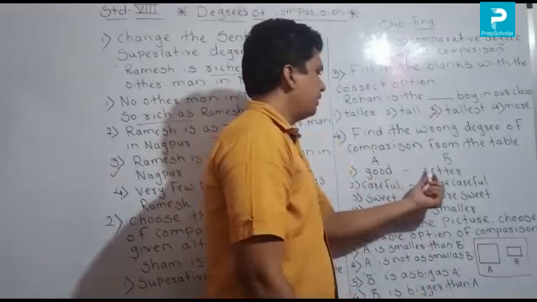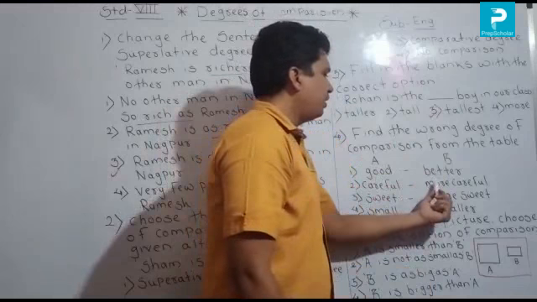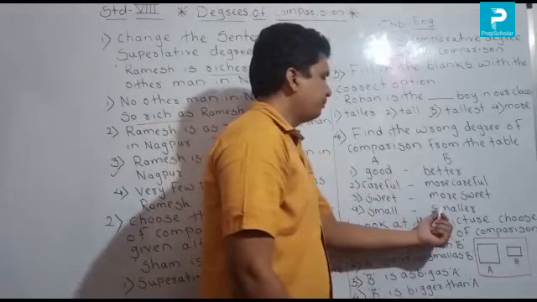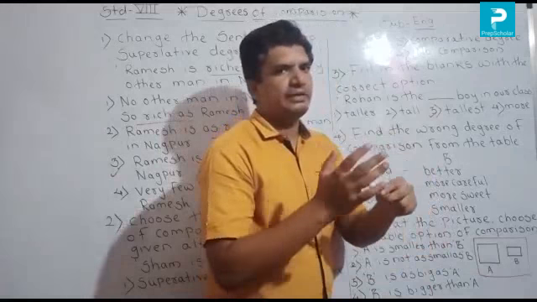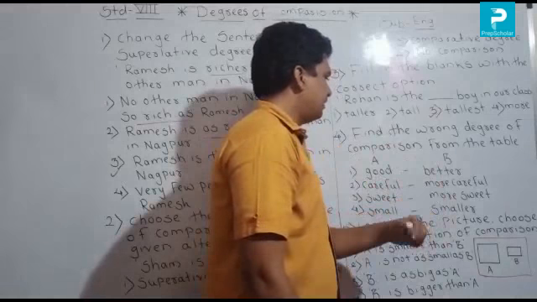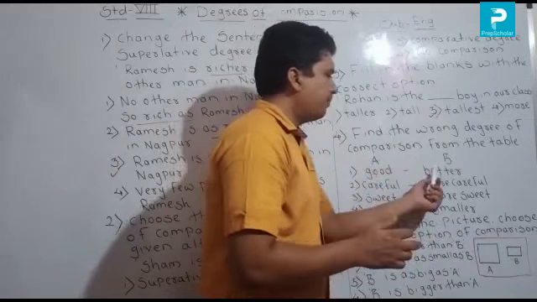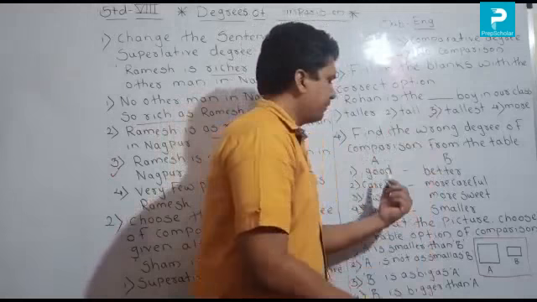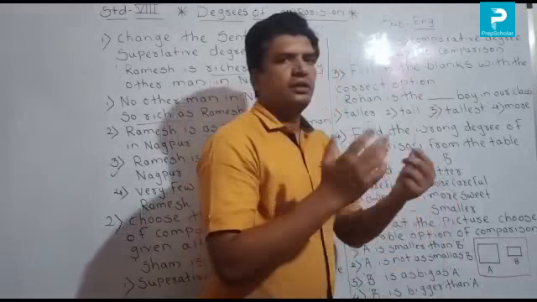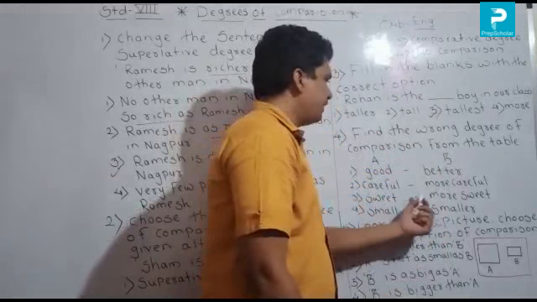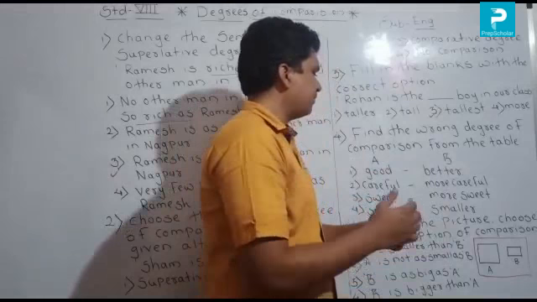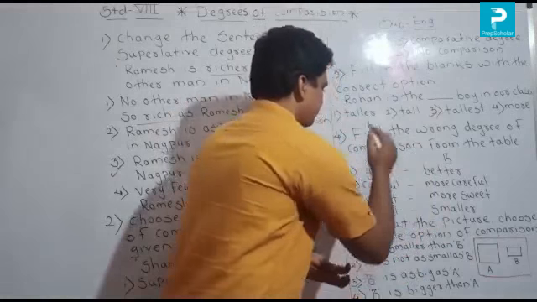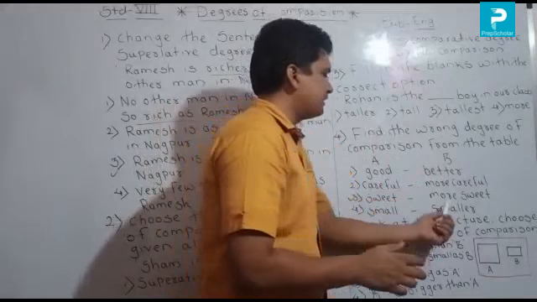So first good, better; second careful, more careful; third sweet, more sweet; and fourth small, smaller. So which is the wrong pair of comparison here? So first, good, better, it is correct here. Good is positive, better is comparative. Second, careful, more careful, it's also correct. Careful is positive, more careful is comparative. Then third, sweet, more sweet. Sweet is positive, more sweet is not a comparative, so it is wrong here. Fourth, small is positive, smaller is comparative.